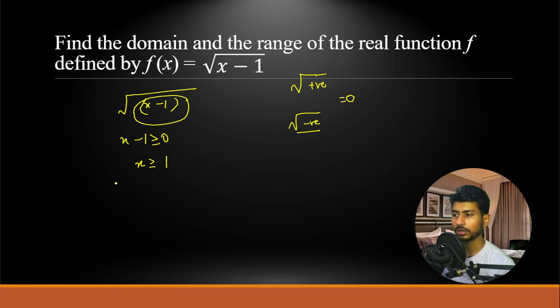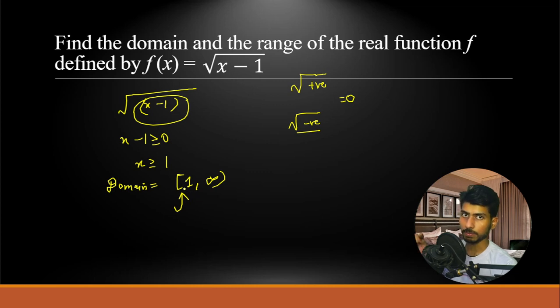It means the domain will be all the values from 1 up to infinity. So I am using the square bracket. Remember, in the sets part I told you about the square bracket and the small bracket. Infinity you can never take, so you will put the small bracket here.